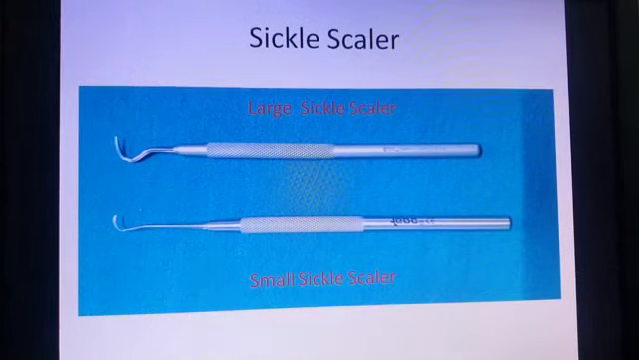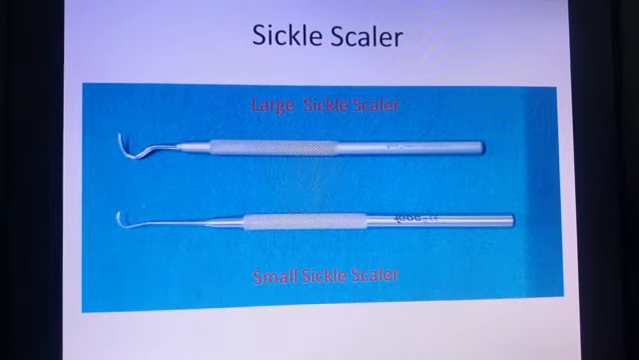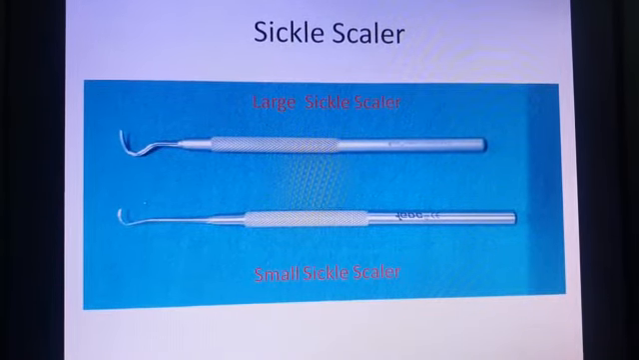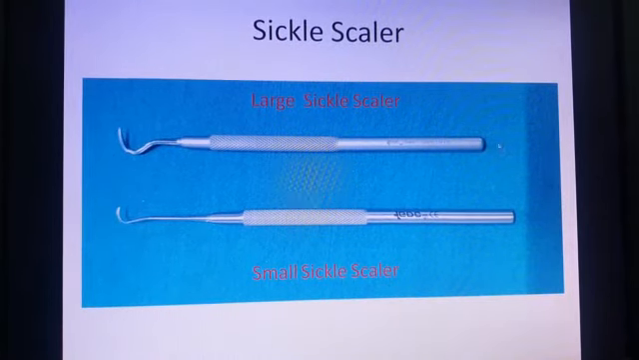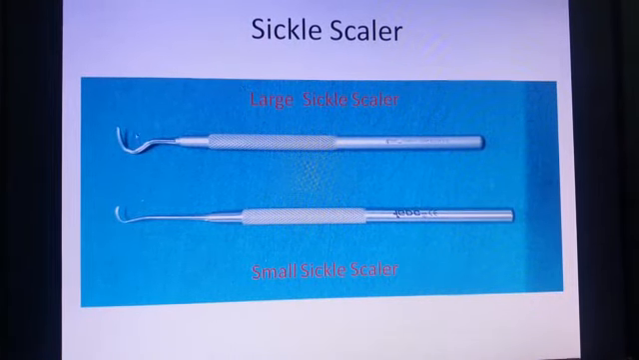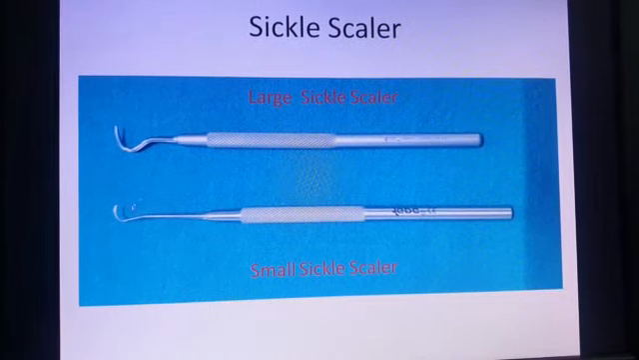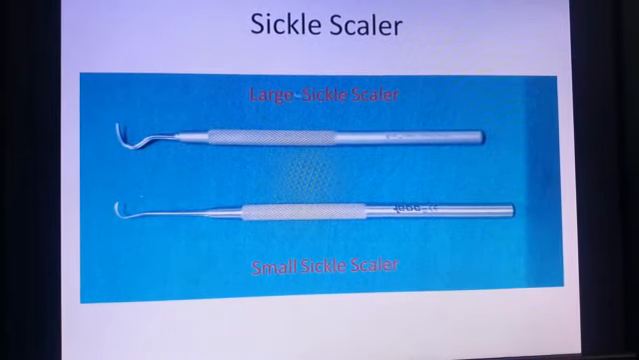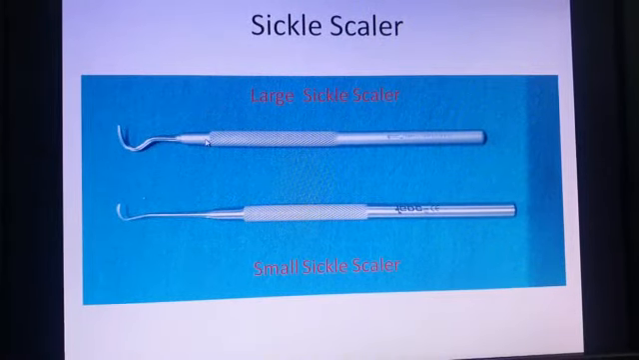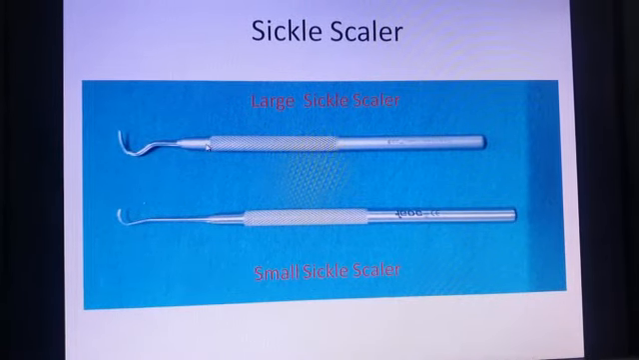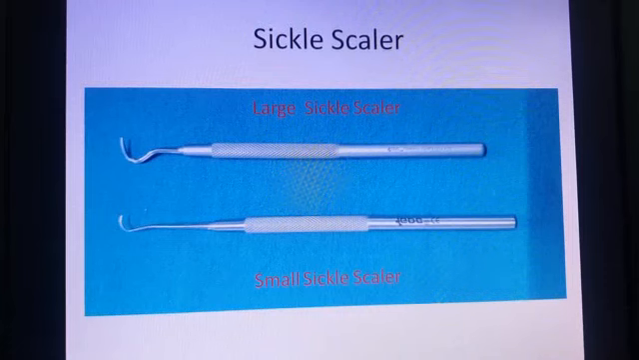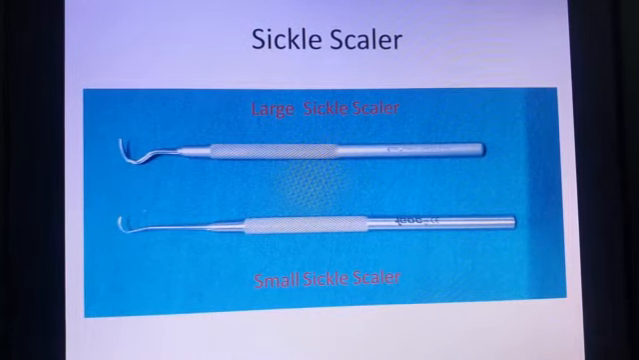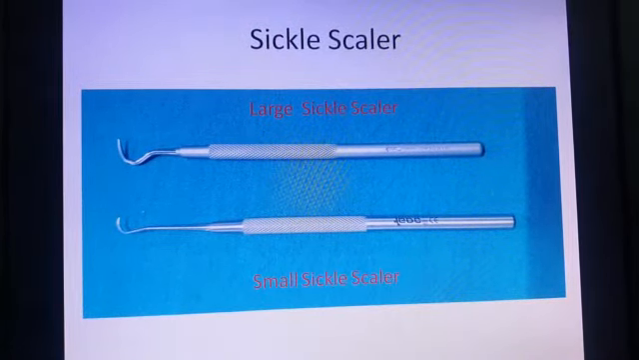These sickle scalers are sickle shaped, that's why they are called sickle scalers. There are 2 types of sickle scaler. First is the large sickle scaler and second is the small sickle scaler. The large sickle scaler is mainly used on the buccal or lingual surfaces of the posterior teeth, while the small sickle scaler is used on the labial surfaces of the anterior teeth.